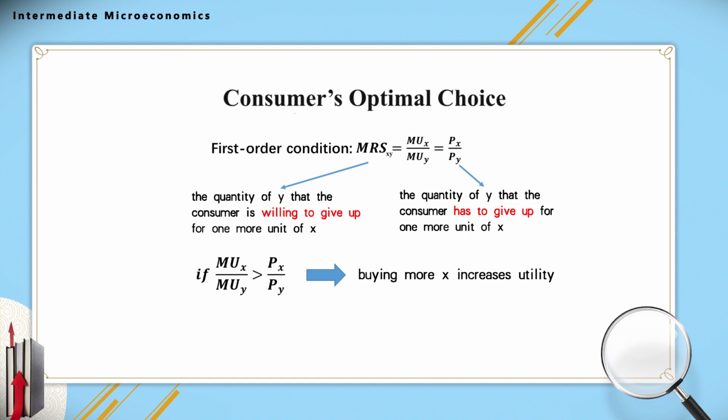If MRS of X for Y is less than the relative price, in order to consume one more unit of X, the consumer has to give up more Y than he is willing to give up. So consuming less X can increase the utility level. The consumer's utility hasn't been maximized either. Therefore, only when MRS equals the relative price can the utility level be maximized.